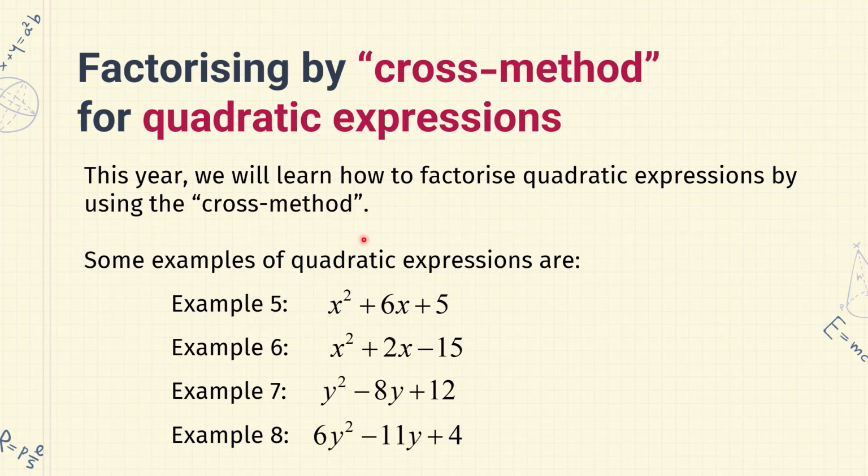The cross method is one of the methods, and some examples of quadratic expressions are found over here in this list from examples 5 to 8. So we have x squared plus 6x plus 5 all the way to 6y squared minus 11y plus 4. We want to express them into two factors. That's the idea of factorization that we have.